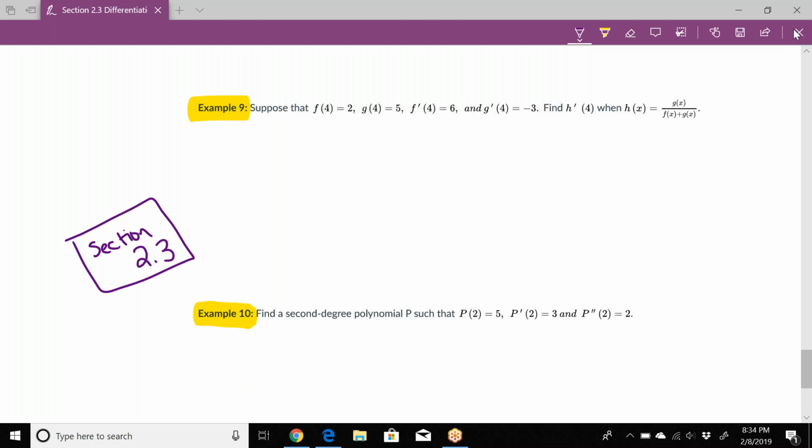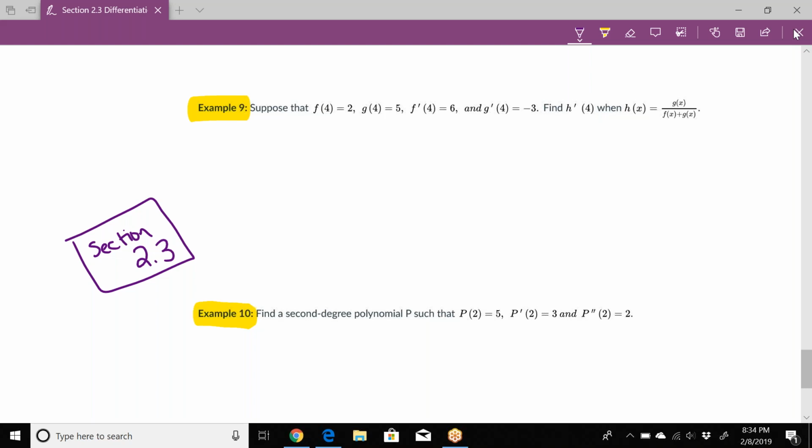All right, this is a Math 211 video on section 2.3. We had 3 examples left at the end of the notes from that day. Starting with example 9, it says, suppose that f of 4 is 2, g of 4 is 5, f prime of 4 is 6, and g prime of 4 is negative 3.